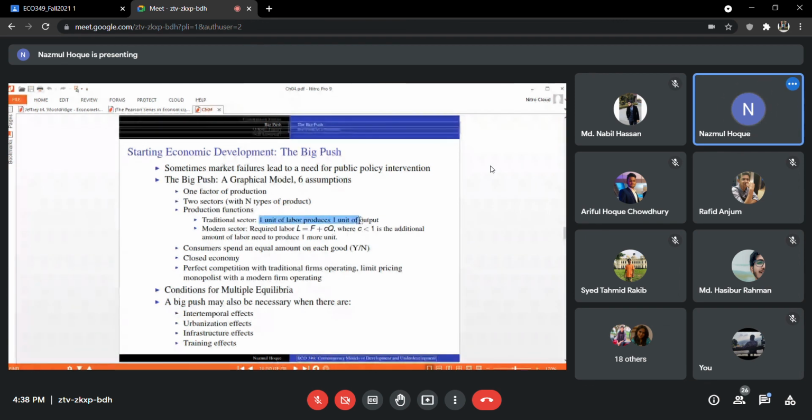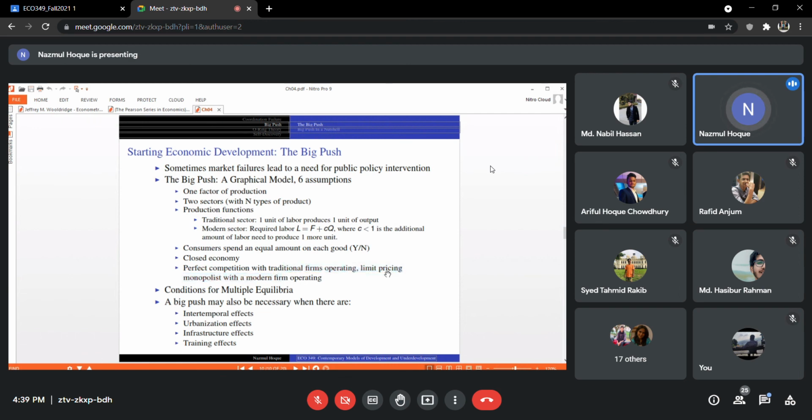And the modern sector is a bit more complex, where the amount of labor required to produce output is given by this. If you have Q amount of output to produce, you need a fixed amount of investment F, and then an additional C amount of labor for each unit of output produced. C is less than 1, meaning that once you make this fixed investment of F, the modern sector can produce output at a lower cost than the traditional sector. So it's slightly more complicated than the traditional sector production function, but it is also simple.